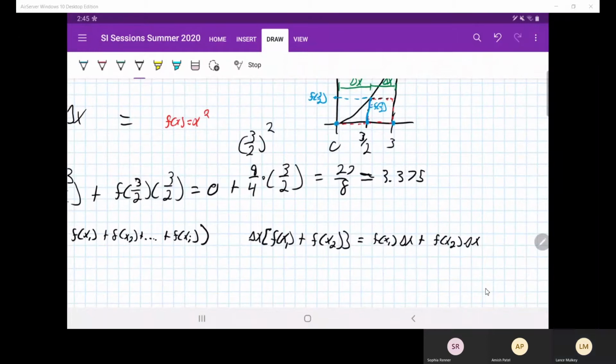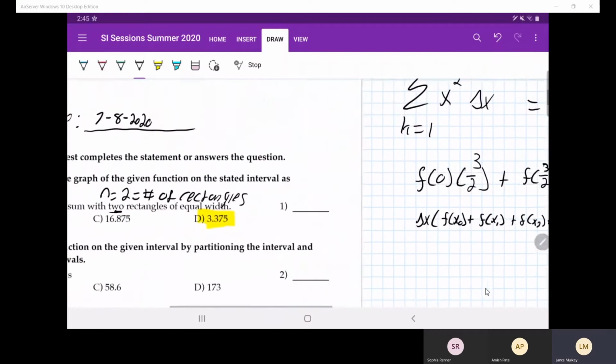Okay. Yeah, these problems aren't too hard. The Riemann sums where you get the exact area under the curve, those can get funky. So y'all are forewarned on those.